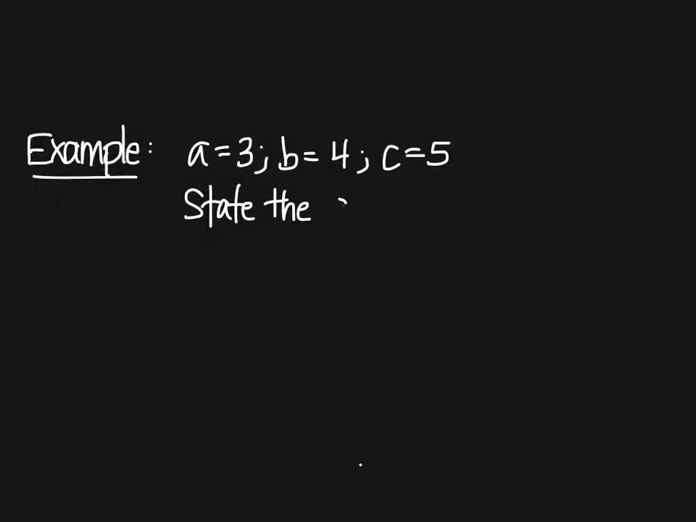All right, A is 3, B is 4, C is 5. State the 6 trig values. So you'll start with the first big 3. So you want to state the first 6 trig values for alpha. Okay, state the 6 trig values for alpha.